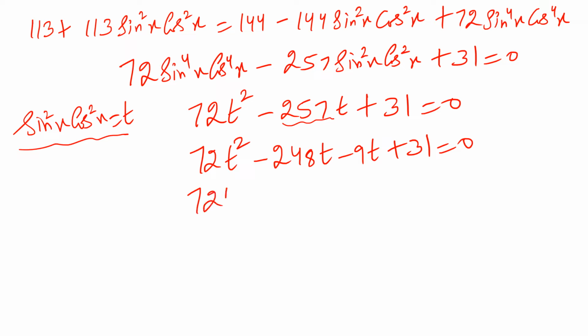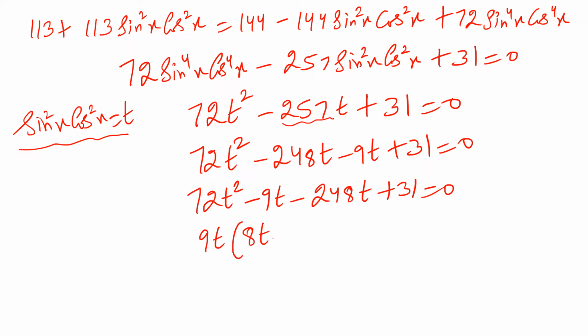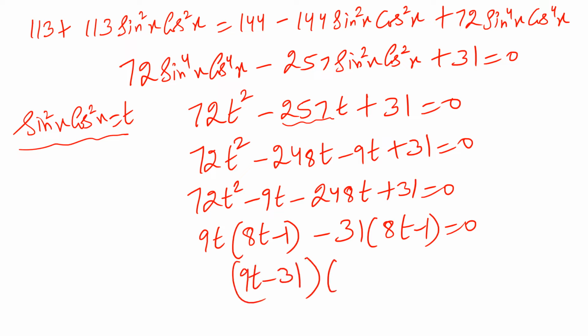Now let's rearrange the terms and rewrite them like this, because it will help us to make the factors easily. So now the factors come as 9t minus 31 into 8t minus 1. So hence the values of t are either 31 upon 9 or 1 upon 8.